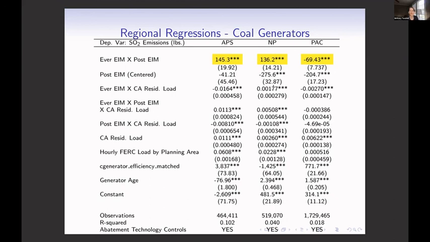So that's one possibility. Or it could be that coal generators are now following the shape of demand a little bit more, not just baseload anymore. So these are some things I'm still working on, but that's kind of the direction that the research is going.